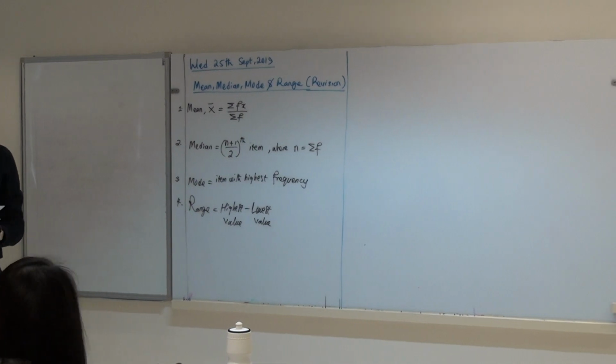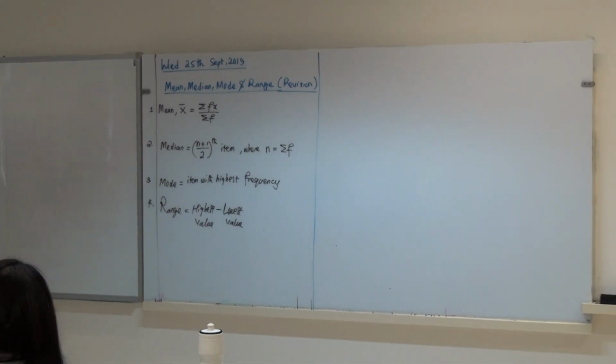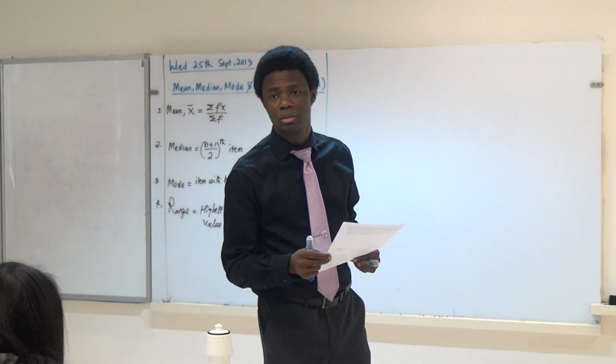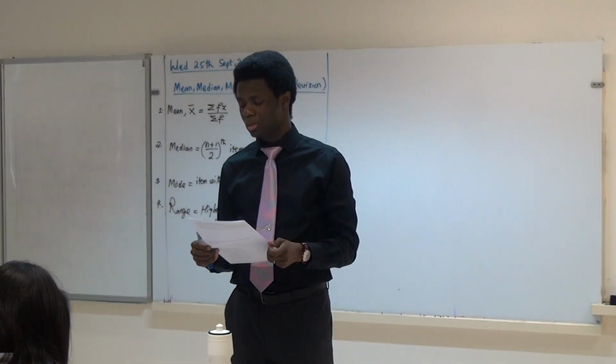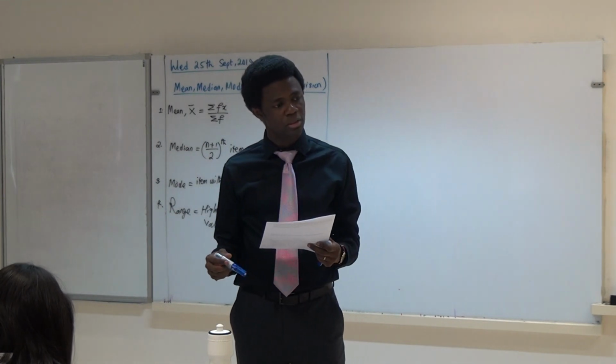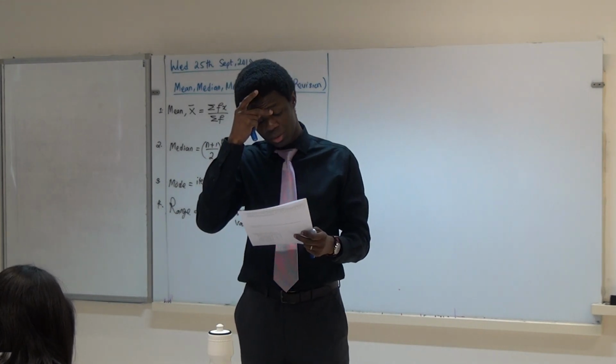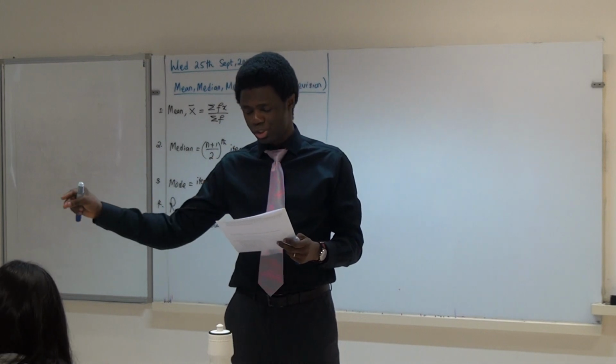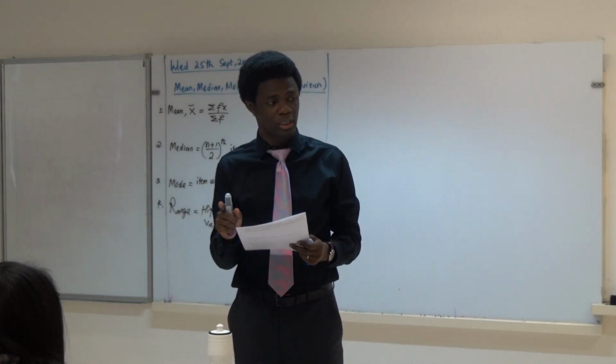Okay, so let's look at question 1. What do you get for the mean? 3.1. Talk to me, people. Yes, 3.1. What about the median? 3. What about the mode? 5. And the range? 5. The range is also 5? Yes, that's 5 minus 0. So that makes sense. The mode is the one with the highest frequency, and that is 5, so that's correct.